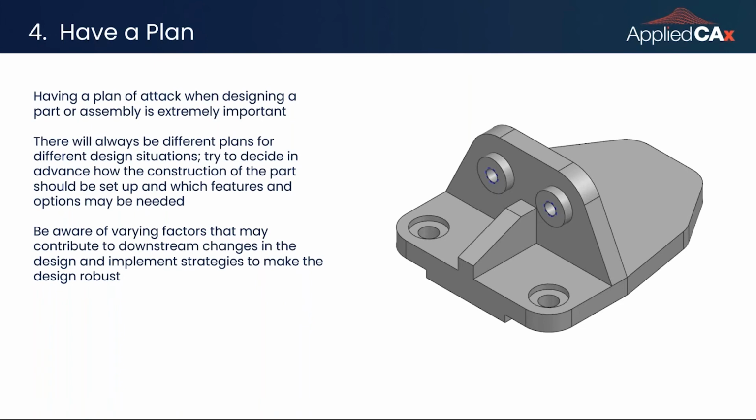Maybe which features you end up using kind of depends on the way the thing needs to look or what it ends up interacting with inside of an assembly. So just being aware of those factors will contribute to downstream changes and make it a little bit easier to deal with. It'll make your part much more robust when you have a plan in place.